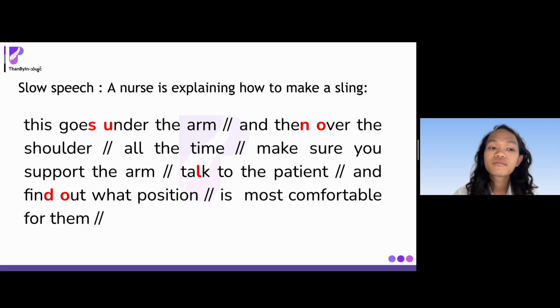Again, this goes under the arm and then over the shoulder. All the time, make sure you support the arm. Talk to the patient and find out what position is most comfortable for them. Okay, so I hope you get this. And here we've got some words that are commonly mispronounced by Burmese students.